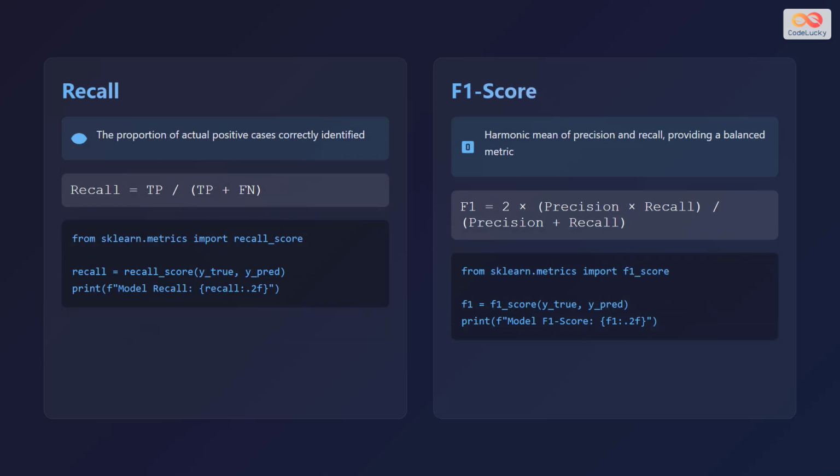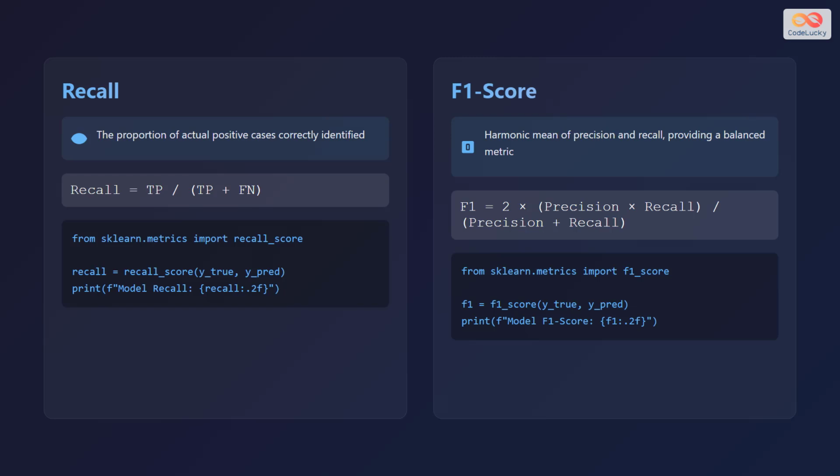Let's talk about recall. Recall is the proportion of actual positive cases correctly identified. The formula for calculating recall is recall equals true positives divided by true positives plus false negatives.